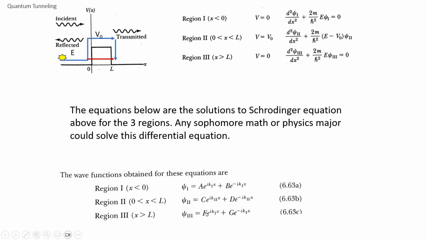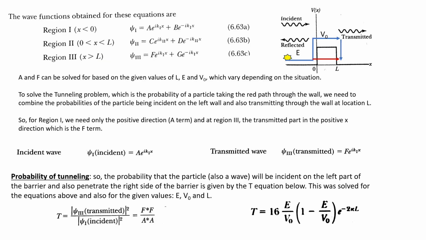Okay, so the equations here are the solutions to this differential Schrodinger wave equation for the three different regions. These differential equations can be solved by any math or physics major. It's fairly straightforward. They're linear differential equations. Okay, but these have constants in them. So we need the constants A, B, C, D, F, G, and K. The way we get those constants is from the initial conditions of the energy of the particle, the energy of the barrier, and also the length of the barrier.